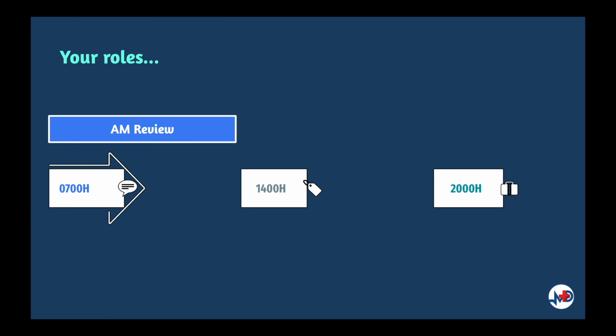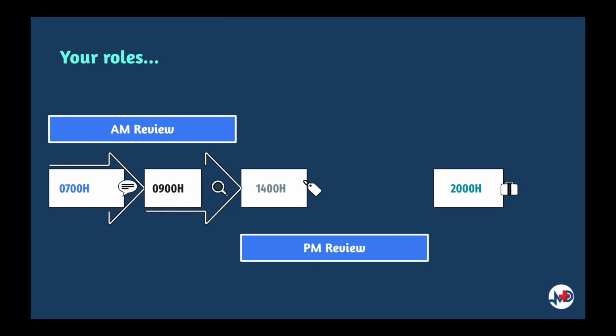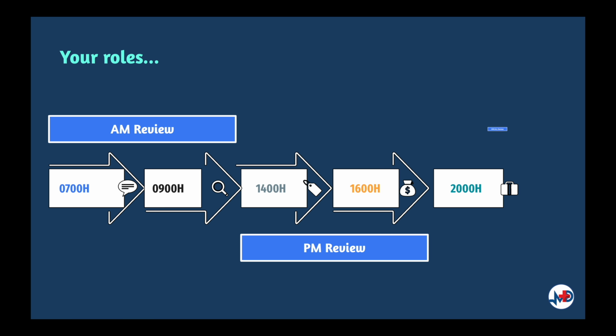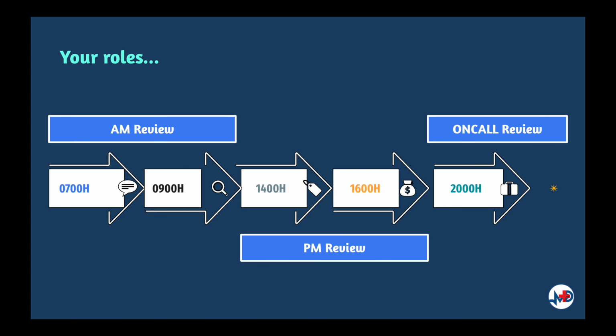Reviews are done usually 3 times a day by the house officer in charge unless an emergency sets in. AM review is done between 7 a.m. to 9 a.m. A PM review is done between 2 p.m. to 4 p.m. And an on-call review is done between 8 p.m. to 12 a.m. Once you have done your reviews, present your review findings to your medical officer, who will be doing his or her part of the review as well.